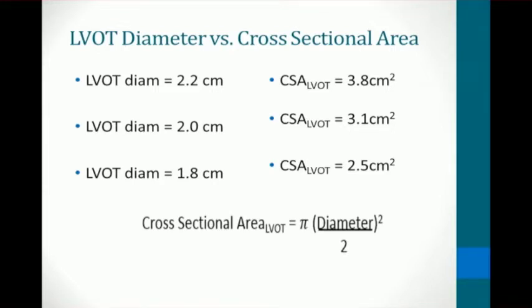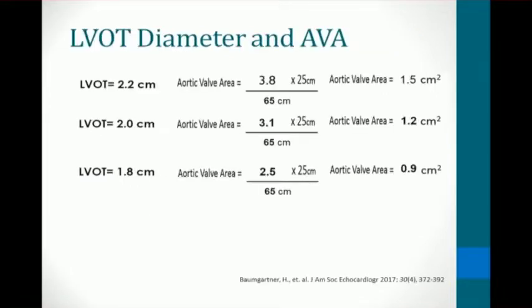Now 1.3 doesn't sound like too much of a difference, but if we plug it into the rest of the equation, you can really see a difference in the valve areas. So again, we have our three sonographers with their different LVOT diameters. We'll pretend they measure the exact same LVOT VTI of 25 centimeters and aortic valve VTI of 65 centimeters.